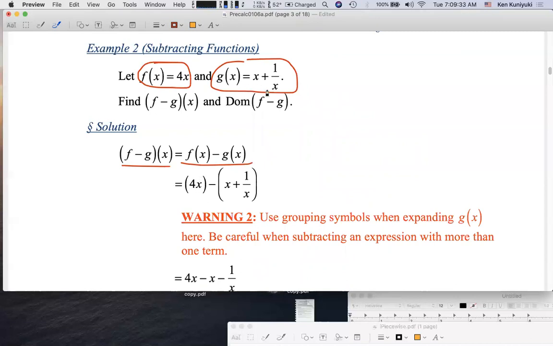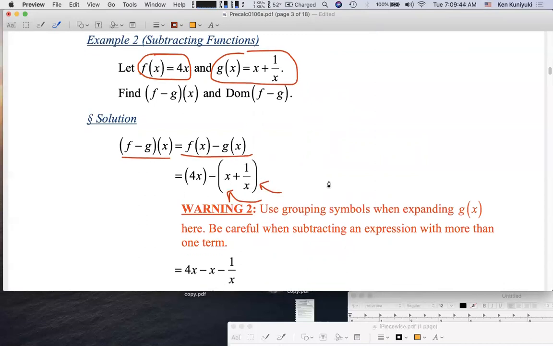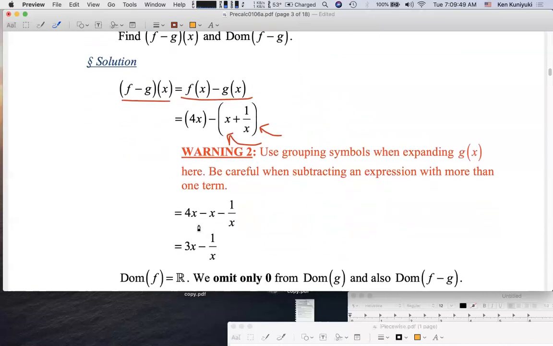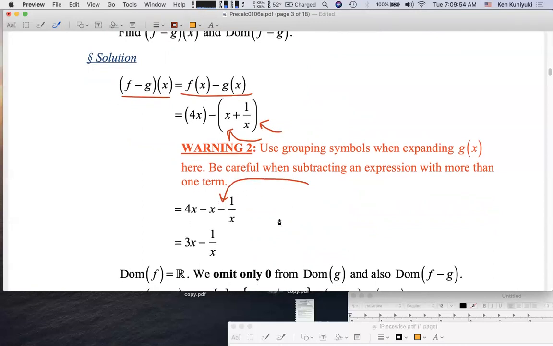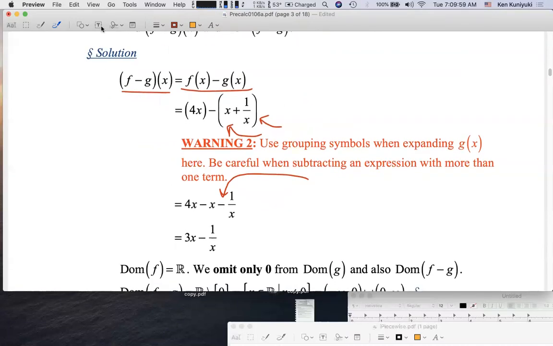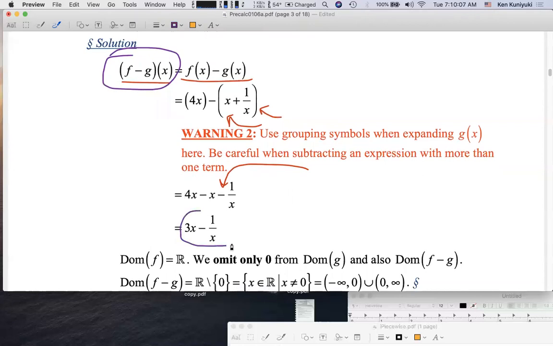g of x is x plus 1 over x, but remember, if you're subtracting something with more than one term, you must put grouping symbols. Or go ahead and distribute. At this point here, we can distribute: 4x minus x minus 1 over x. A lot of people miss that minus sign. 4x minus x is 3x, and we can say that the function rule for f minus g is given by f minus g applied to x is given by 3x minus 1 over x on the domain of the function f minus g.